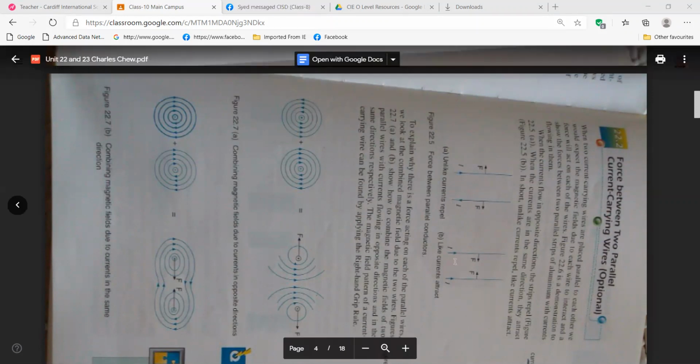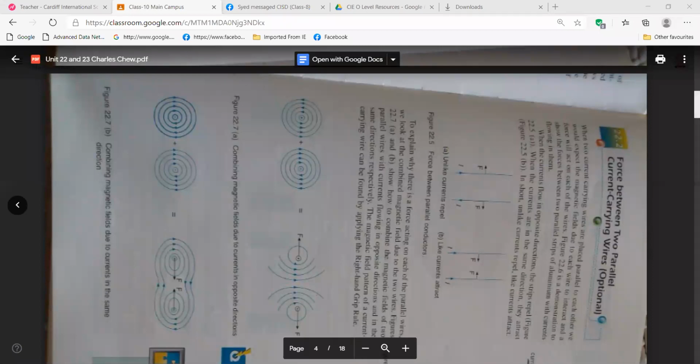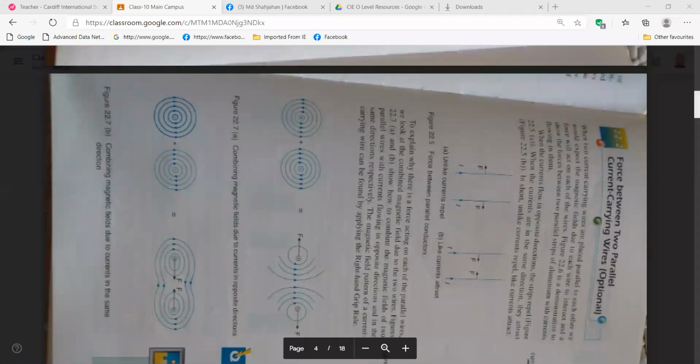No, both are clockwise, right here, because both are going upwards. Both are going upwards, so both are showing you the same direction. You see, and for this one, you see the arrow's direction. Here I am showing you more clearly. Look, the arrow's direction here and the arrow's direction here, they are opposite, right?